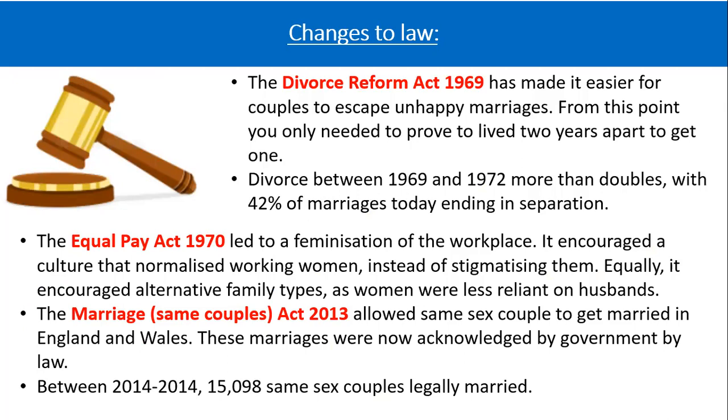So there's been a Divorce Reform Act since 1969, which made it easier for couples to escape unhappy marriages. So from that point, you only needed to prove that you were not living with your partner for 2 years. So you were 2 years apart to get a divorce. Whereas previously it would be very expensive and often not very successful in terms of getting divorced. So lots of people were unhappily married.